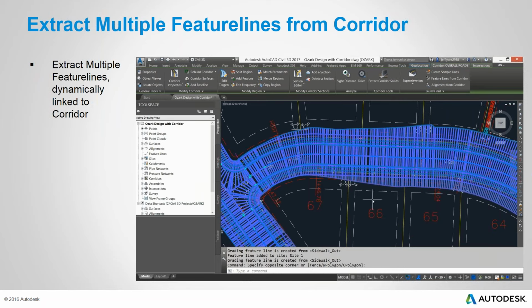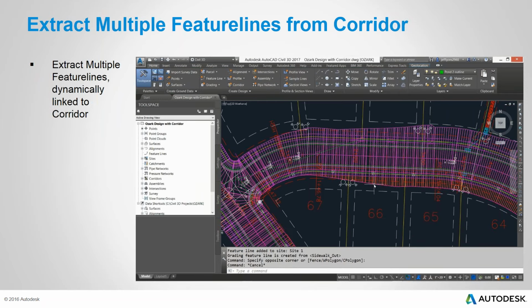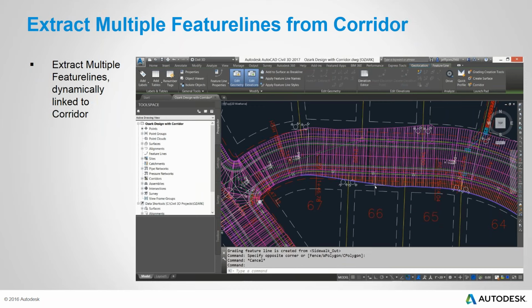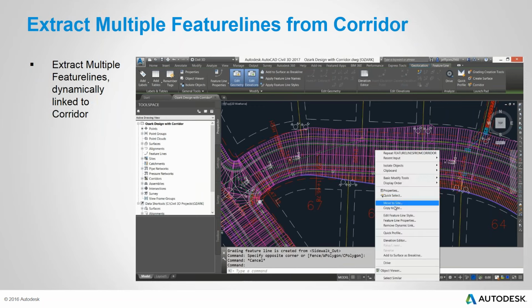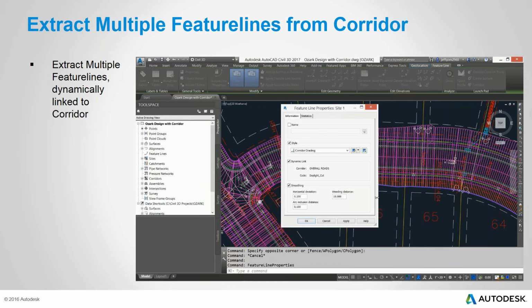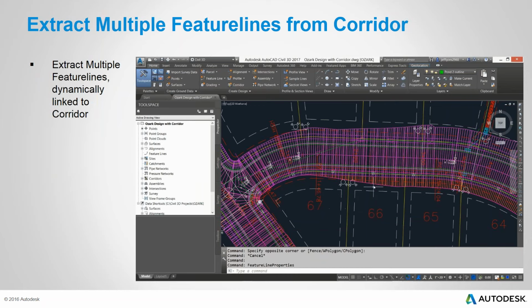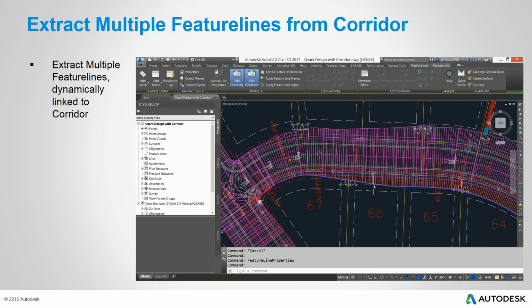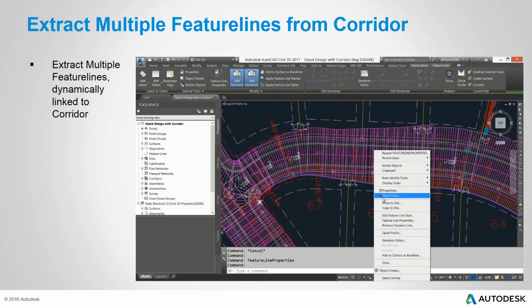So once you have extracted the corridor feature lines, we can check the feature line properties to see how it is connected to the corridor. You can see that there is a dynamic link to the overall roads corridor and that it has a code assigned to it. You could remove the dynamic link from the corridor if you wanted to.